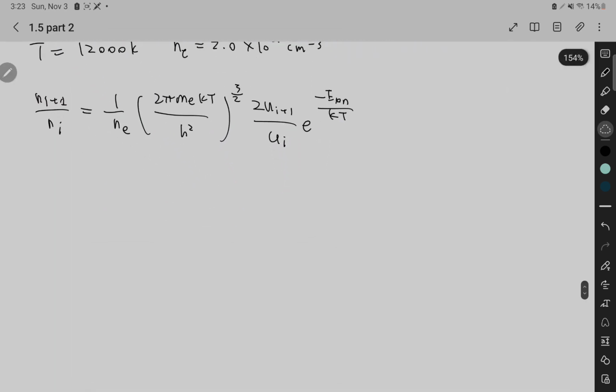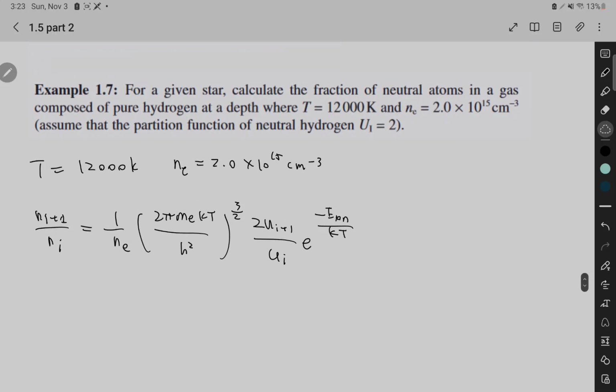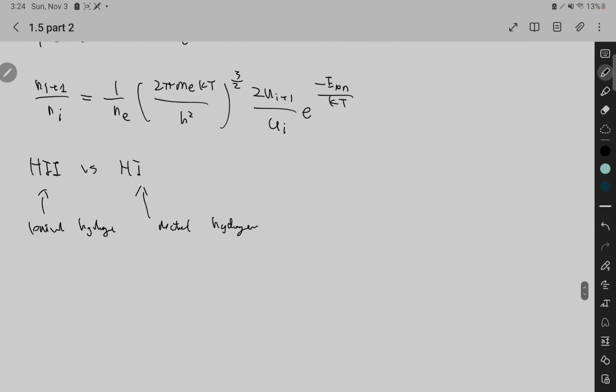Right, so this is our Saha equation. Well, let's first write it, right? So we want to find the fraction of neutral atoms in a gas composed of pure hydrogen. So that would be HII versus HI, right? This is ionized hydrogen. This is neutral hydrogen, where none of the electrons has been stripped away.